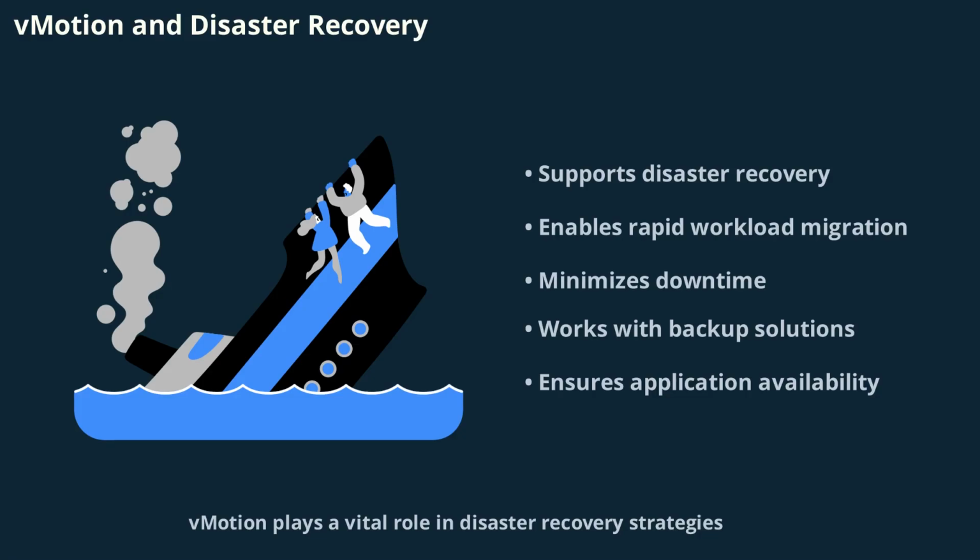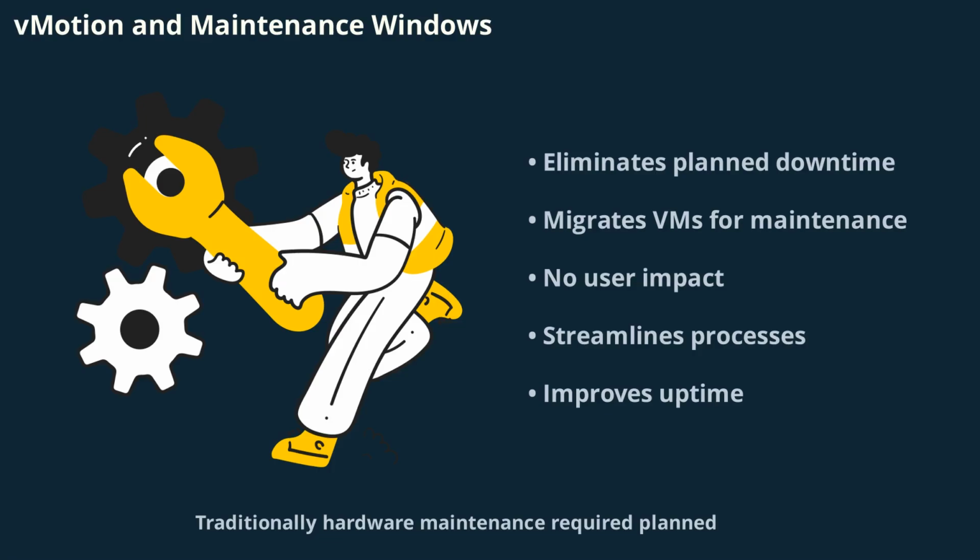vMotion plays a vital role in disaster recovery strategies. By allowing live migrations, it enables organizations to move workloads away from at-risk infrastructure quickly and without downtime. Combined with replication and backup solutions, vMotion helps ensure that critical applications remain available even in the face of hardware failures or site outages.